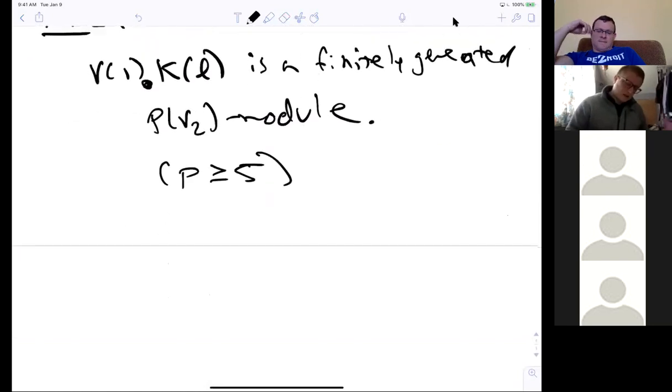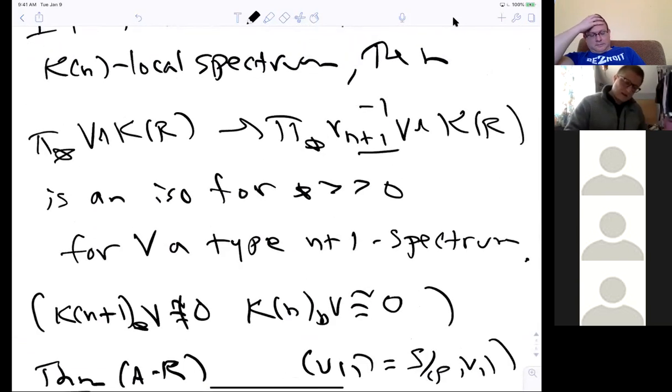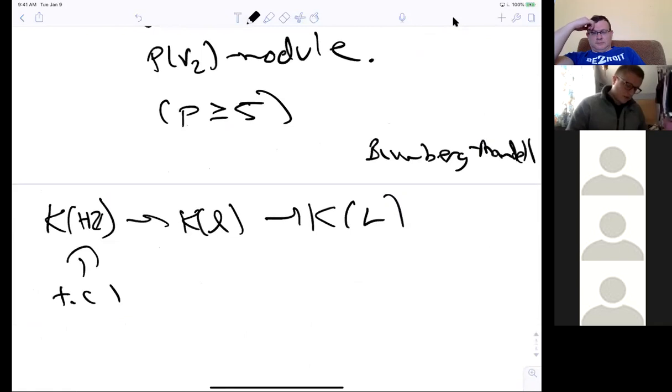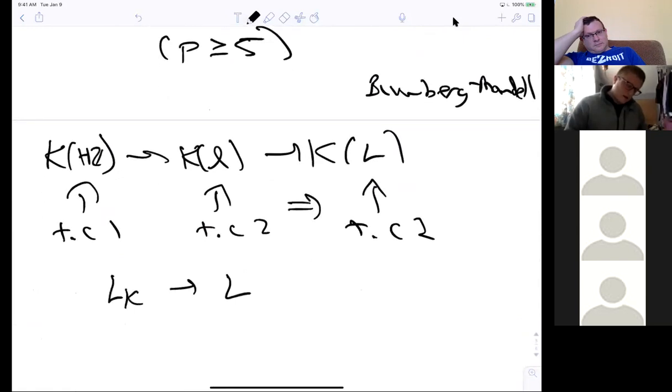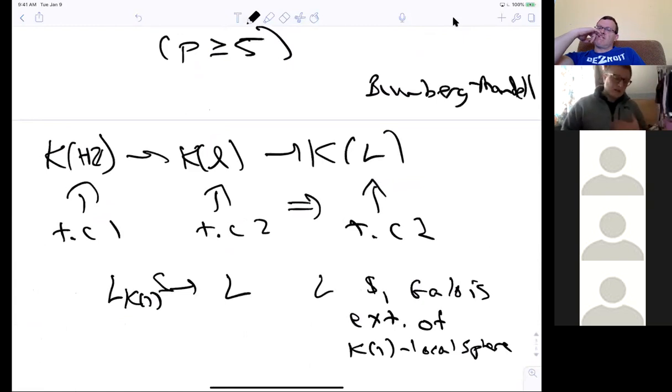Okay, so why is that evidence? Well, if you look at the localization sequence, so this is due to Blumberg-Mandell. Here let's say if a spectrum has this property, then we say K(R) has telescopic complexity n+1. So basically you look at this localization sequence, this has telescopic complexity 1, this has telescopic complexity 2, so that implies that this has telescopic complexity 2, and then L is a Galois extension of the K(1)-local sphere. So L is a profinite Galois extension of the K(1)-local sphere. So really for their definition of suitably finite, you would want it to be a finite Galois extension, and this is a profinite Galois extension, but this is their evidence for the conjecture.